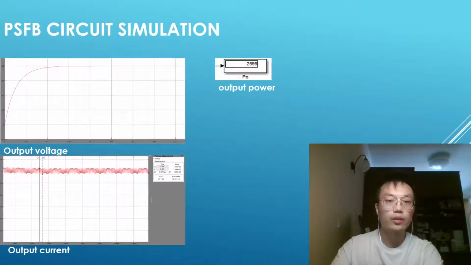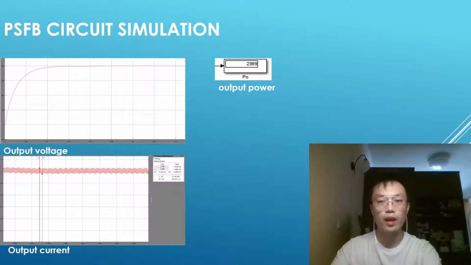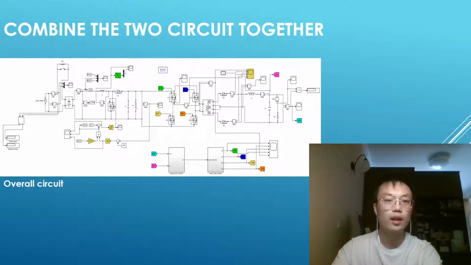From the figure, we could observe that the current is nearly constant at 7.5 ampere. To look at the steady state more specifically, I use the cursor to measure the ripple. The maximum ripple equals 0.0667%, which could meet the demand. From the figure, we can observe that the output power is lower than 3000 watts. At last, we can combine the two circuits together.